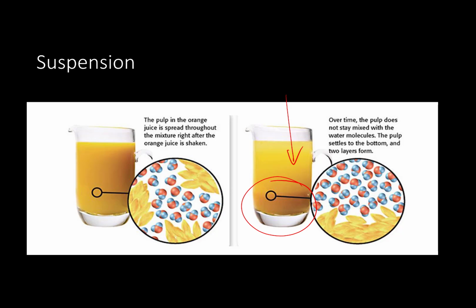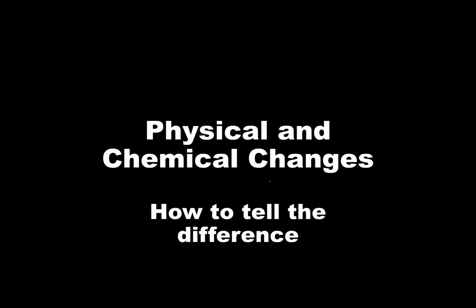So those are the concepts you need to know: homogeneous, heterogeneous, colloid, and suspension. The most important ones are just knowing what a homogeneous mixture is and a heterogeneous mixture. If you understand that, you're kind of good to go on these concepts.